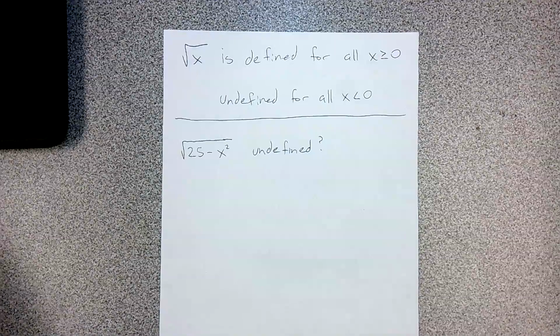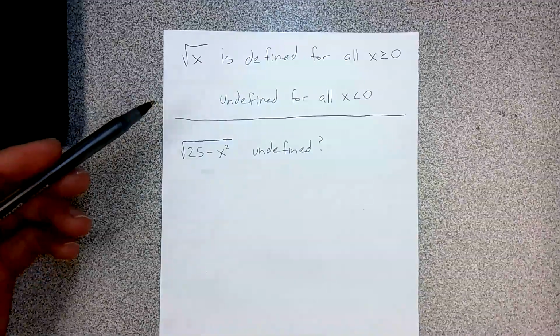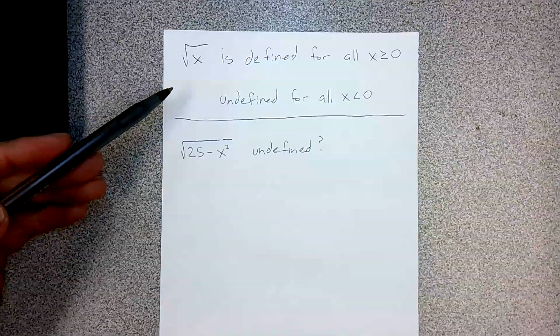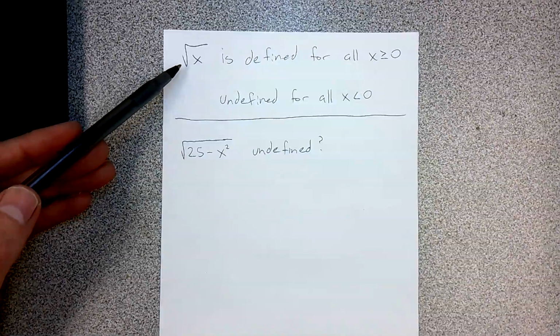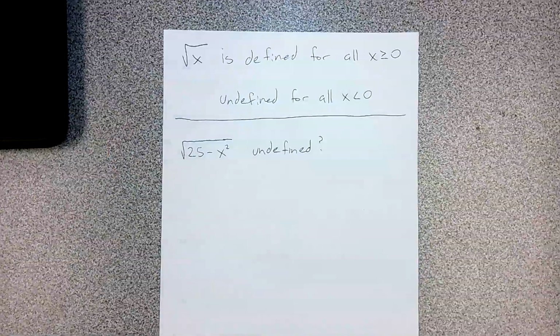You had asked a question about square roots and being undefined. So I've got a definition here. I don't know if it's the official definition, but it's a definition that the square root of x is defined for all values of x that are greater than or equal to 0, but it's undefined then for all values of x that are less than 0.